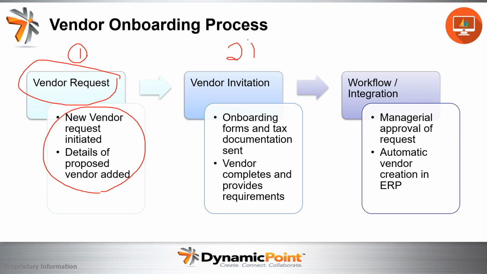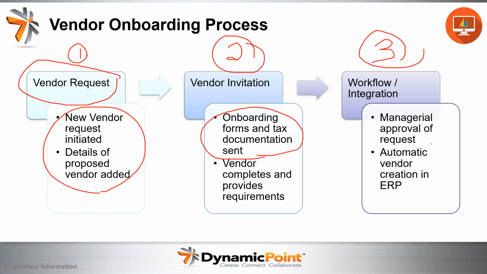Step 2, I'm going to send that vendor an invitation. On that invitation, I'm going to include all of the documentation that they need to complete in order to do business with my organization. Step 3, a manager is going to approve this, and upon their approval, I'm automatically going to create that vendor record in my Microsoft Dynamics system. So the whole process has been automated: the request, the vendor completing their documentation, as well as the integration with the ERP, as well as the approval.